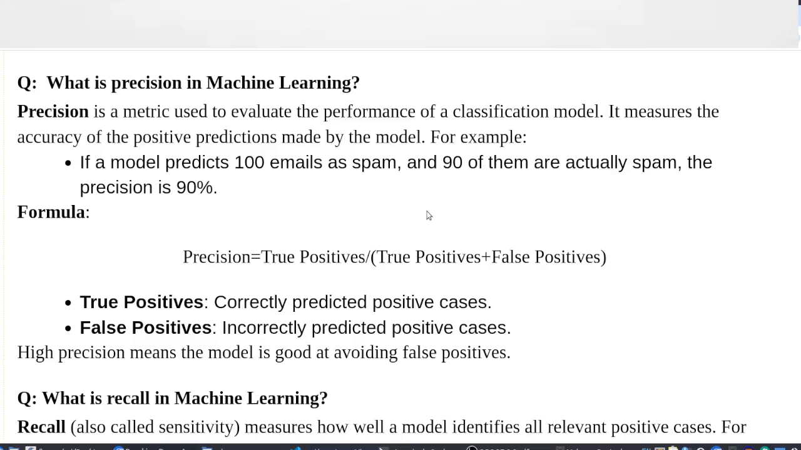If your model predicts 100 emails as spam and 90 of them are actually spam, the precision is 90%. So the formula is precision equal to true positives, that is 90 of them actually spam, so 90 divided by true positives plus false positives. So 90 by 100, 90% precision. High precision means the model is good at avoiding false positives.